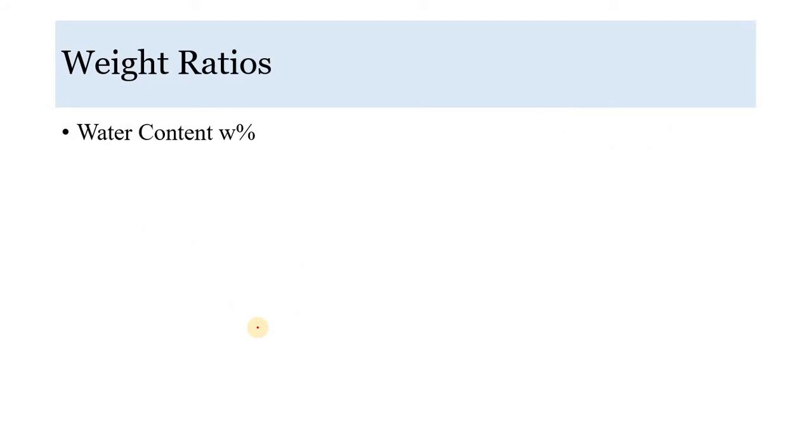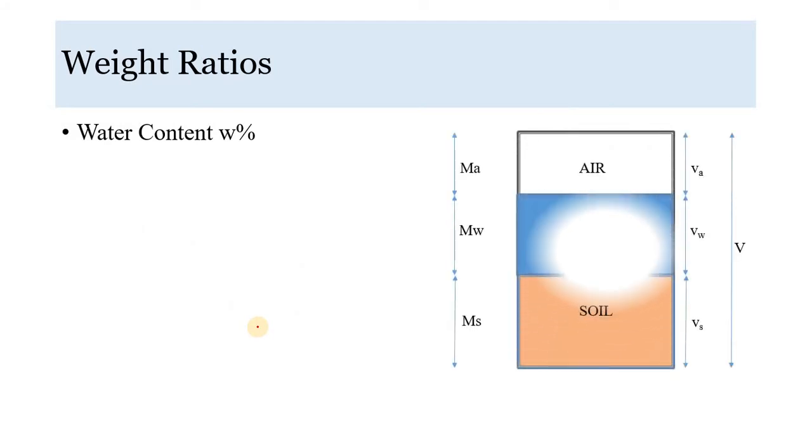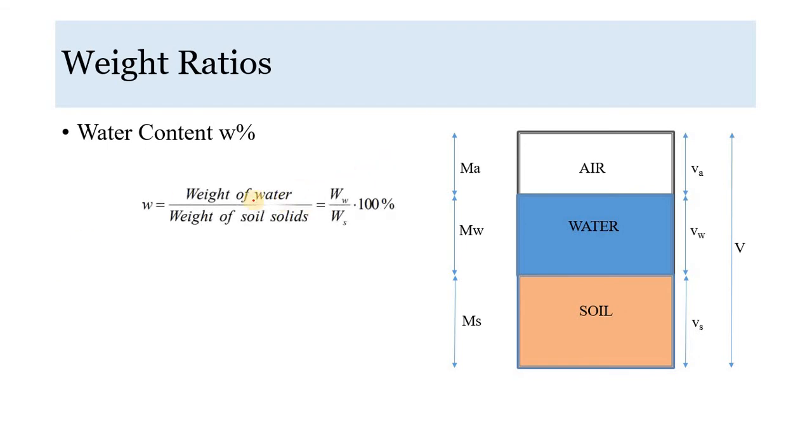Next, the weight ratio, water content. The weight of water to the weight of soil is considered as water content, or we can consider the mass of water to the mass of soil, multiplied by 100. It is called the water content.